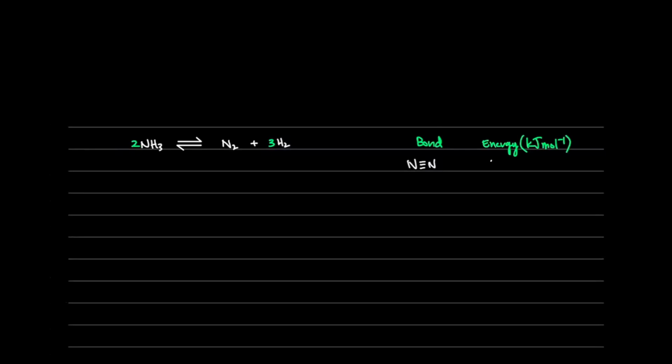N triple bond N, what's its energy? 946. We have H-H, which is 436, and we have the N-H bond, which is 391. Okay. I want you guys to find the enthalpy change for this reaction. I'll give you guys 5 minutes to do it yourself and then I'll solve it with you.